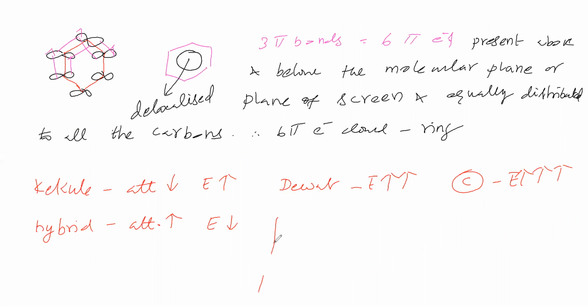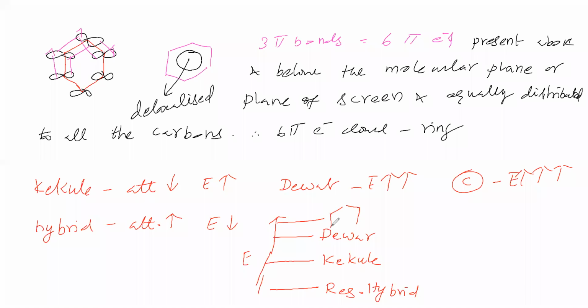Now we will take an energy level diagram. Here, for energy, we first take the resonance hybrid. Then the Kekulé structure has somewhat higher energy. The Dewar structure has still higher energy. In the Dewar structures, this structure has much higher energy. Now, these are resonance structures. Among these resonance structures, the most stable form is the Kekulé structure.